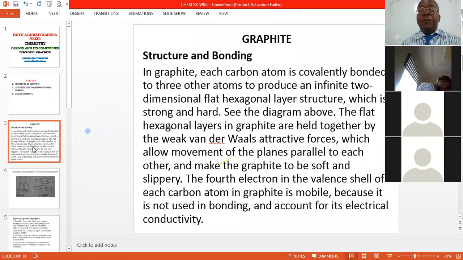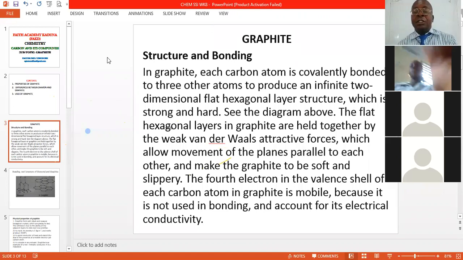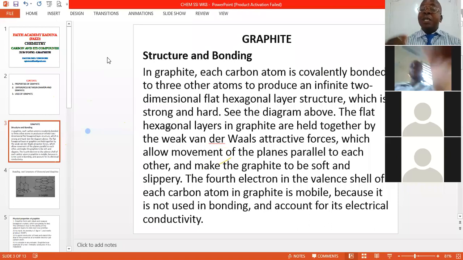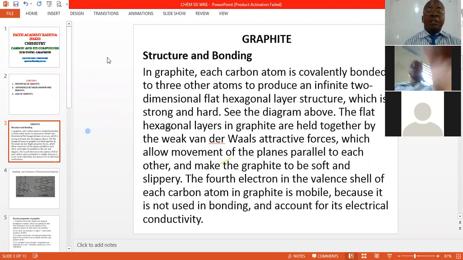Another thing you need to get there is that the force of attraction between the molecules is van der Waals forces, which is one of the weakest forces of attraction between molecules or atoms of carbon. Okay, and also the fourth electron in the valence shell of each carbon atom in graphite is mobile. What does that mean? They move about freely, and that's why graphite is considered to be an electrical conductor, because it has some free mobile electrons. And you know that the movement of electron is the same thing as the movement of current. So the movement of electron is a current flow in that particular element.